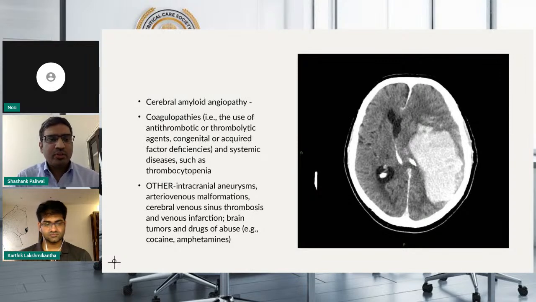And also, we should always check for ICH. We should always check whether the cause is any aneurysm, intracranial aneurysm, or AVM malformation. In fact, the most common presenting feature of AVM in more than 60% is ICH. There could be cerebral venous thrombosis, also venous infarct, etc.